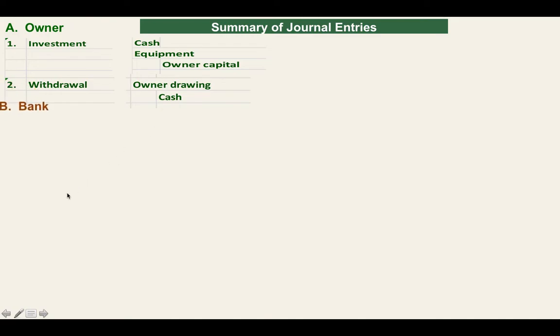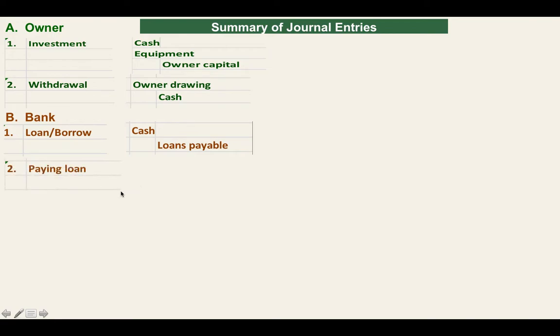Okay? Then the transaction with the bank. What are the transactions with the bank? We borrow money, or loan from the bank. So we debit cash because we are receiving cash from the bank, and credit loans payable or notes payable if the document says that there is a note. Okay? And if we will pay the loan, we are reducing the loans payable, so we will debit loans payable and credit cash. We are giving cash.